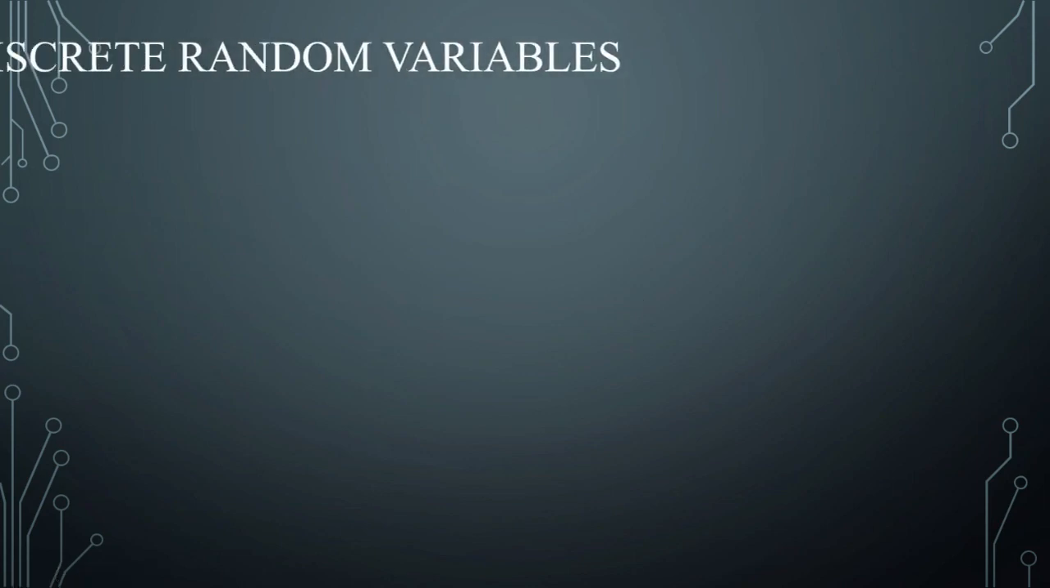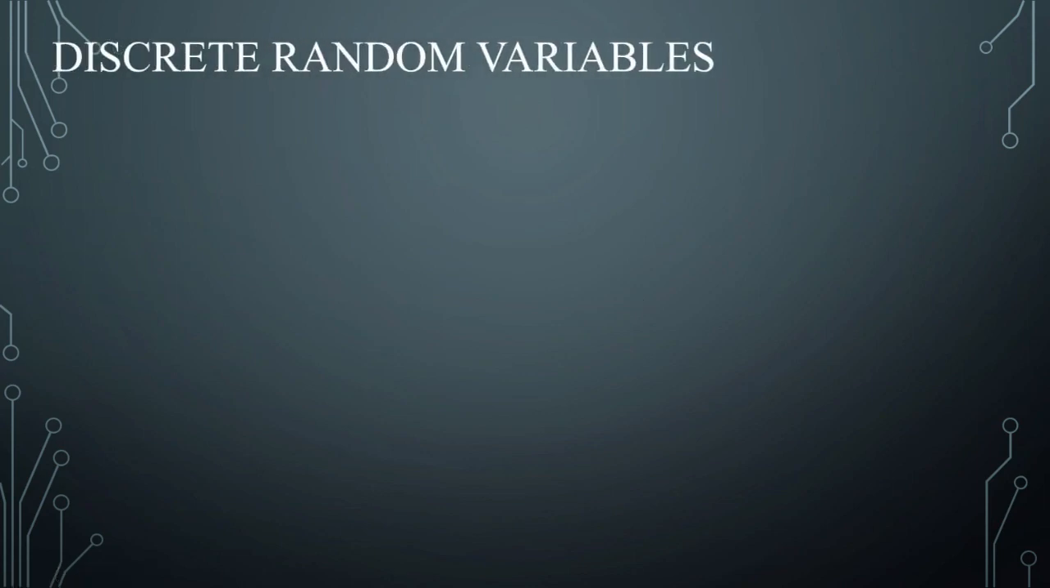In this lesson, we will introduce discrete random variables. In the introductory video on probability, we defined a random experiment, like for example, tossing a fair coin twice. And every random experiment has a sample space including all its possible outcomes.